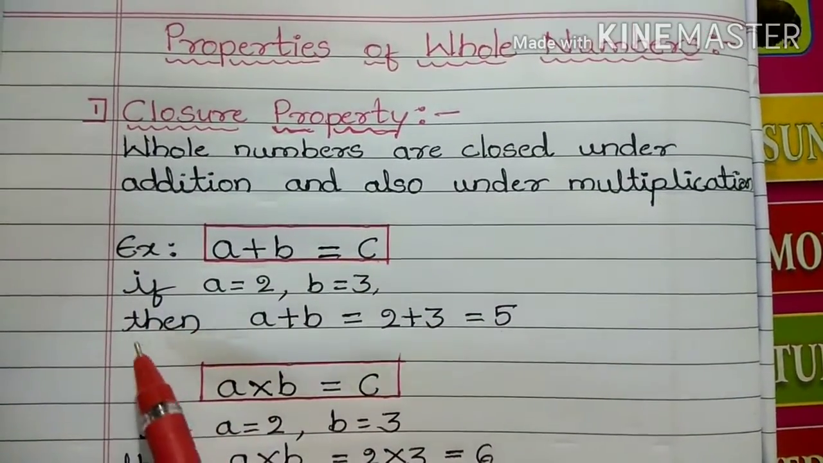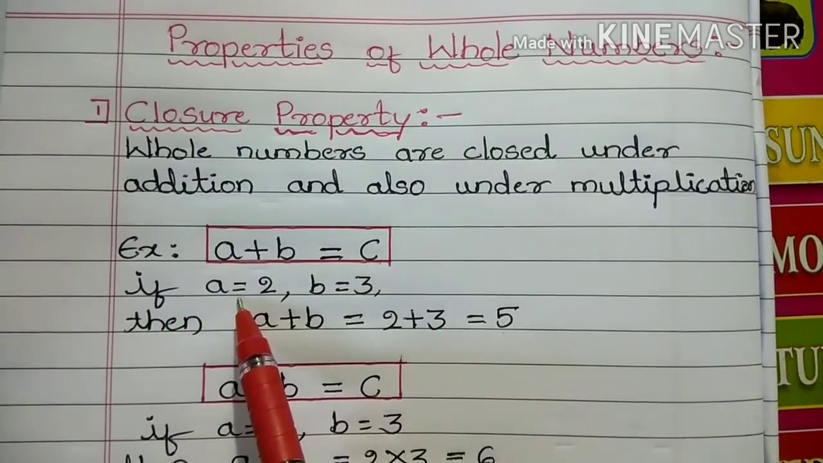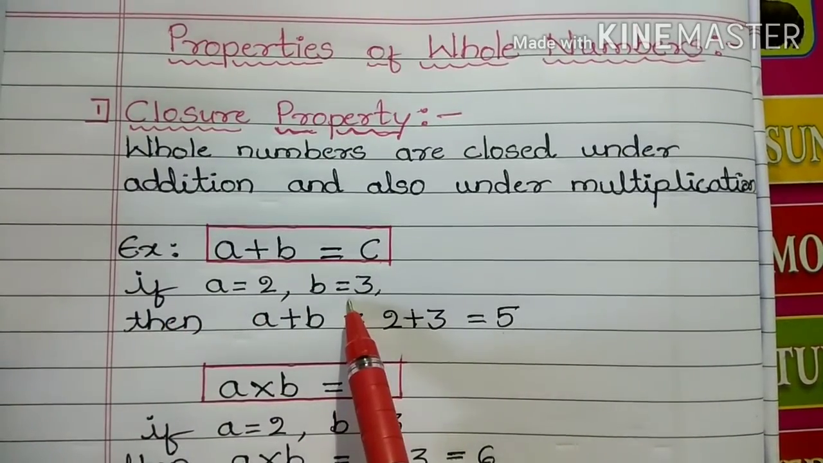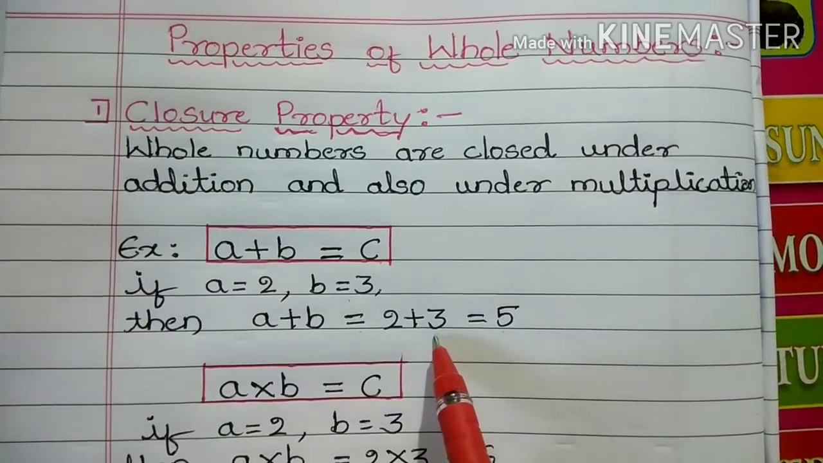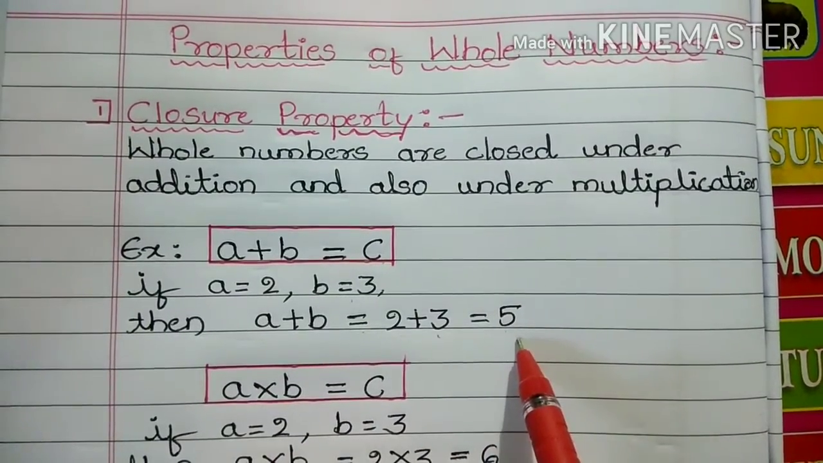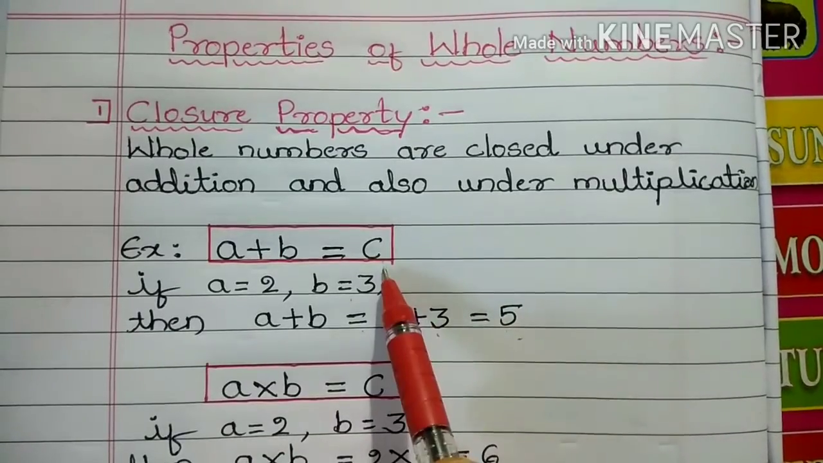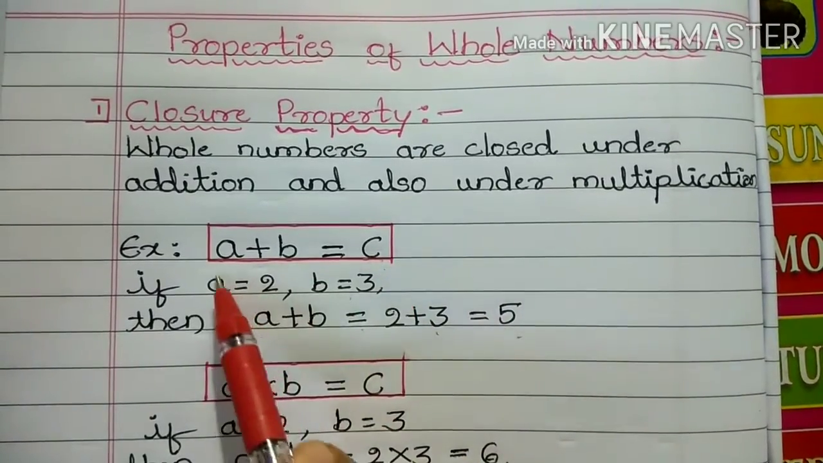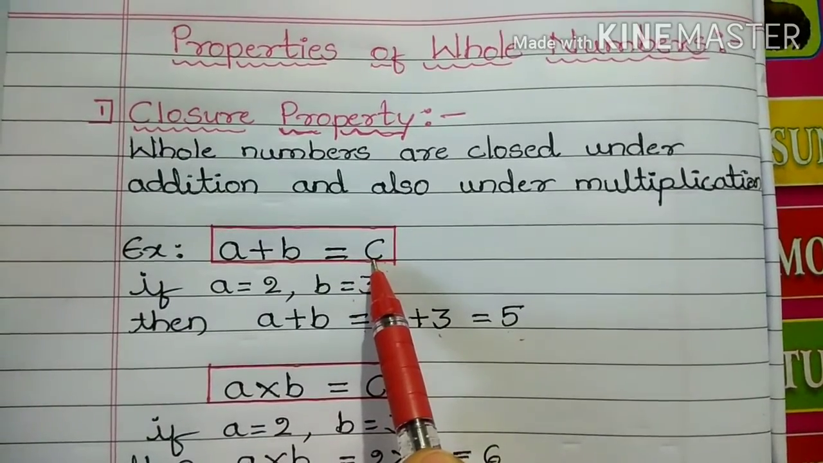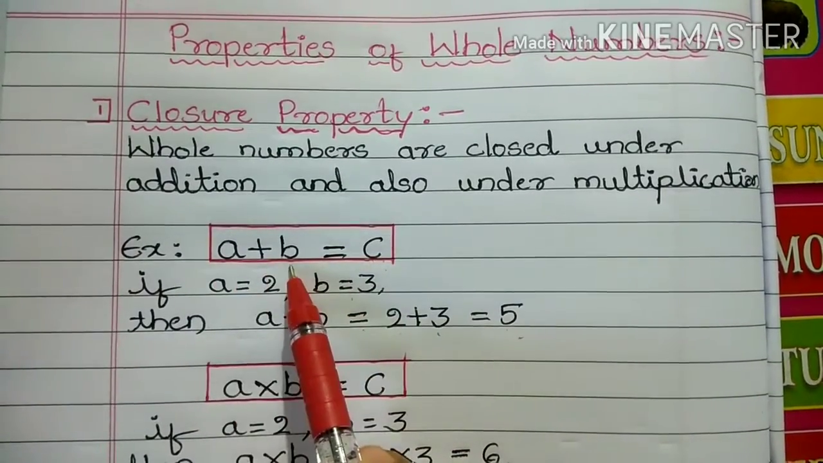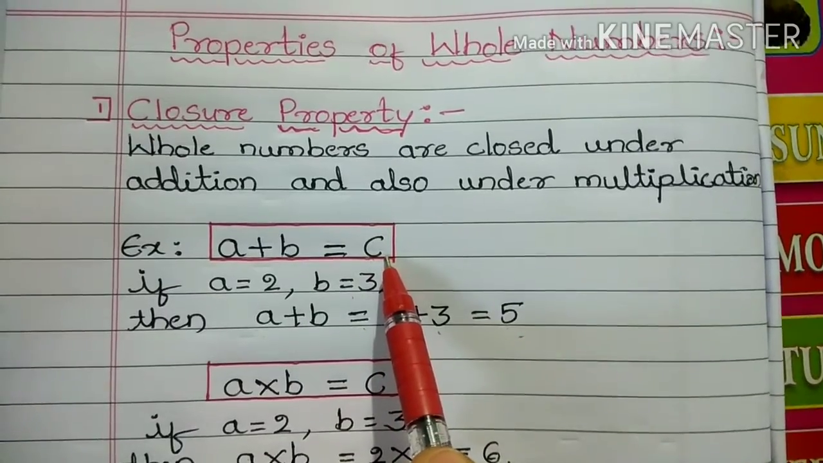So let us see an example. If A equals 2 and B equals 3, then A plus B equals 2 plus 3. So we get the answer, that is 5. Here 5 is a whole number. So that's why A plus B equals C. So closure property means when we add two whole numbers, we will get a whole number.